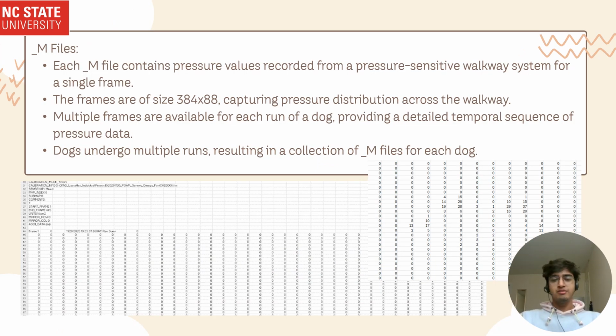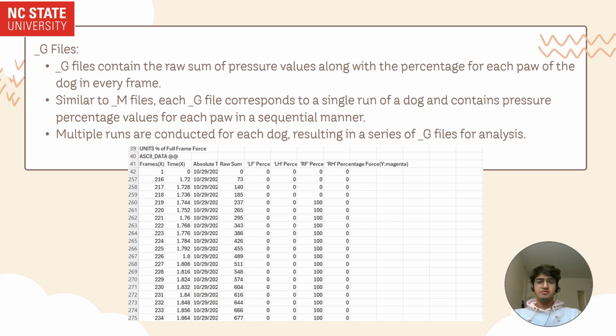One of the files we get from TechScan is M file or movie file. It records pressure values on the sensor frame by frame, each frame of size 384 by 88. Another file we get is the G file or graph file, which contains percentage of force exerted by each leg on the sensor at each frame. It is calculated from pressure versus time graph. We chose to use this file to extract temporal features and detect differences in gait.